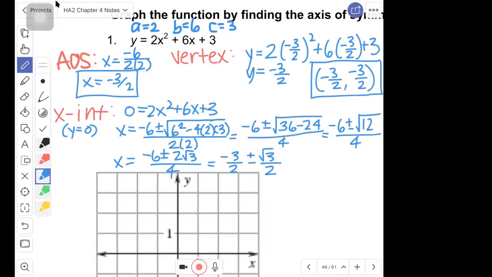So when you're finished the quadratic formula, you should end up getting -6 plus or minus 2√3 over 4, or you could split that up into 2 different fractions. And then you would plug both of those into your calculator to find the x-intercepts. Did anyone get that far? So we'd plug in -3/2 plus √3/2 and then -3/2 minus √3/2. So go ahead, Jaden, did you get those values?